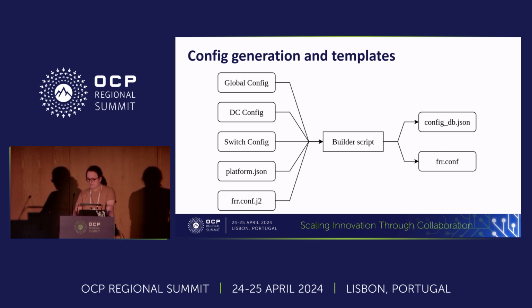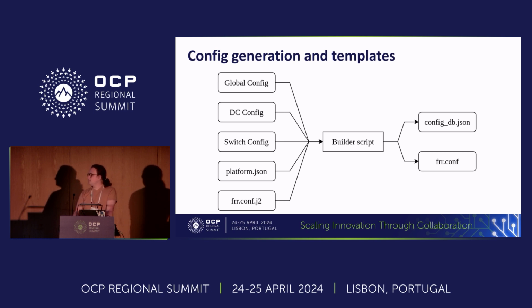So we did config generation with Python. We took 3 levels of domain-specific configuration that is designed for our needs, as simple as possible. Those 3 levels cover global, which is universal to every switch in every data center. We have the data center level that is universal to every switch in a given data center. And there is a switch config that applies only to a given switch.